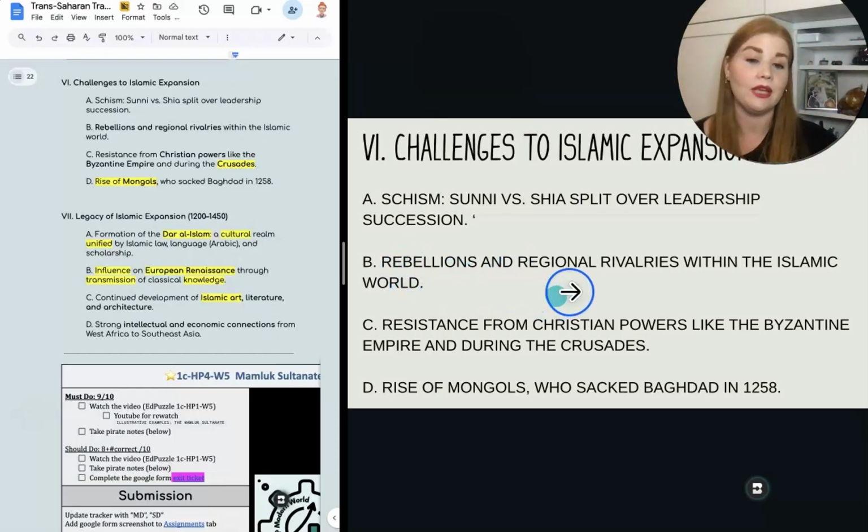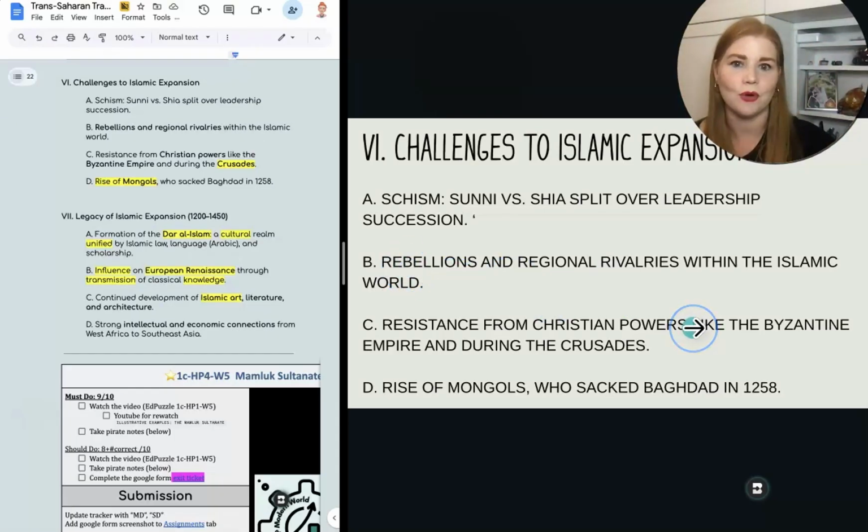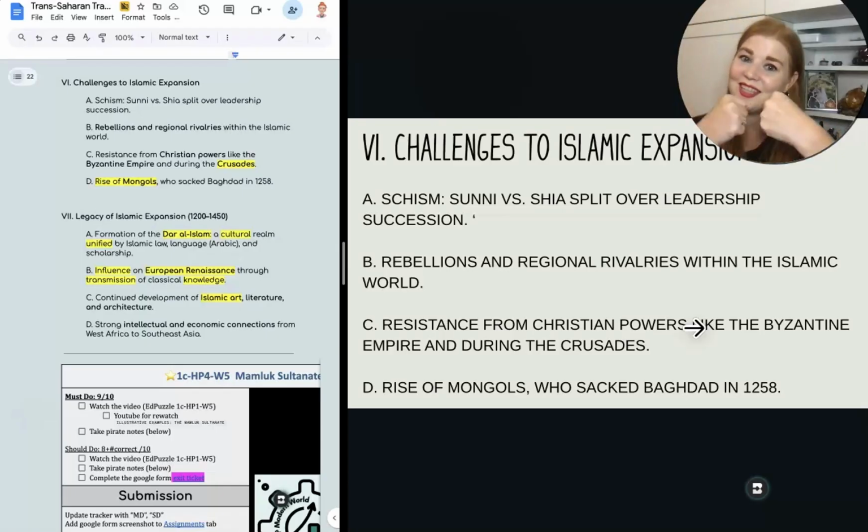We're also going to see rebellion and regional rivalries within the Islamic world. Although Dar al Islam does have some unity, cultural ties, those architectural styles, they are different states and they are different empires. And just like any other empire, those empires want to grow and expand. So we're going to see them butting up against each other despite being the same religion.